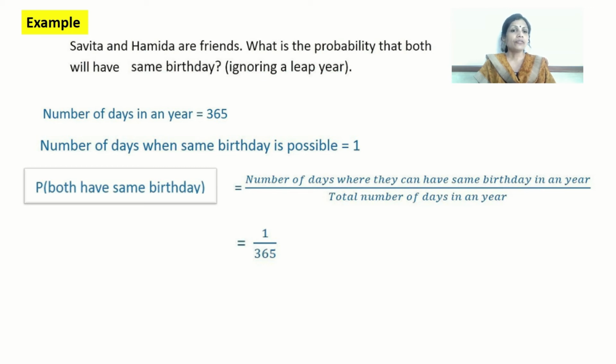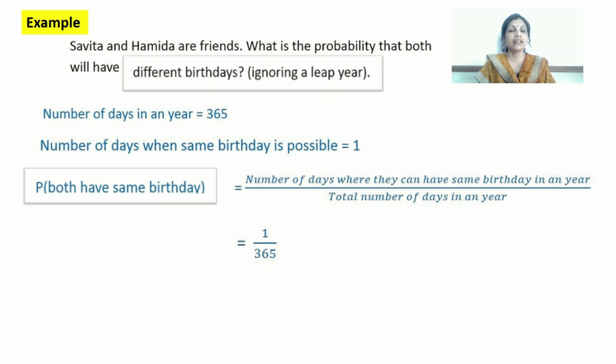Now the second part of the sum, what is the probability that they will have different birthdays, again ignoring the leap year? So their birthday will not come on the same day, they will have birthdays on 2 different dates. So again we have total number of days in a year as 365. We can solve this sum by using the formula P of E plus P of E bar is equal to 1, and then rearranging the terms and getting our answer.